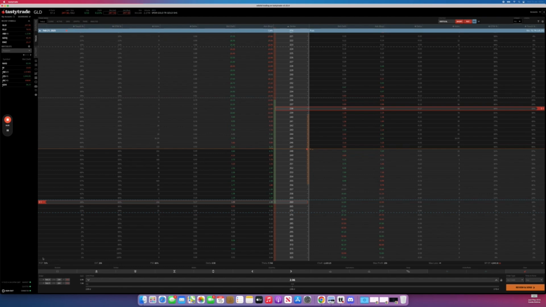Well, if we look in the bottom left corner, we have our POP of 72%. POP is probability of profit. So what that means is we have a 72% chance of making at least 1 penny on this position at the point of expiration. So already we have a very high probability of success.